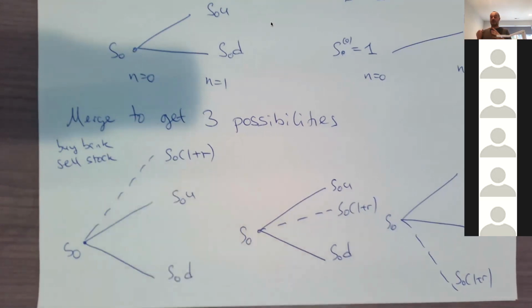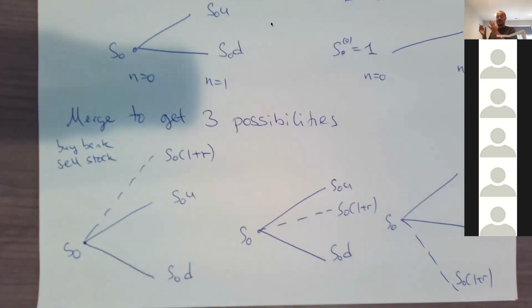Okay, so it costs us S0. We're going to get S0 times 1 plus R later. What about when we're selling the stock? Okay, so when we're selling a stock, we're going to get money. How much money are we going to get? Well, we're going to get exactly the same amount that we needed to buy the bank.